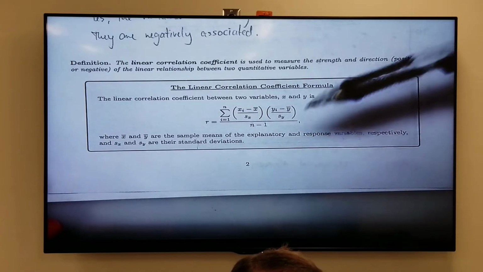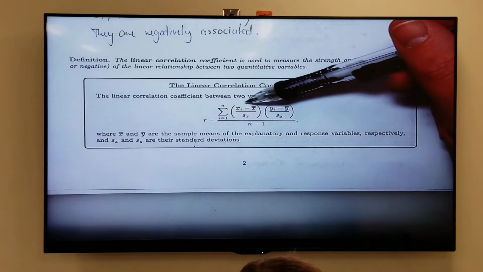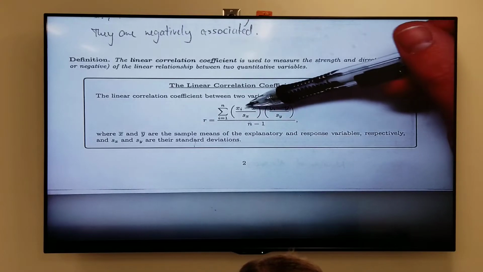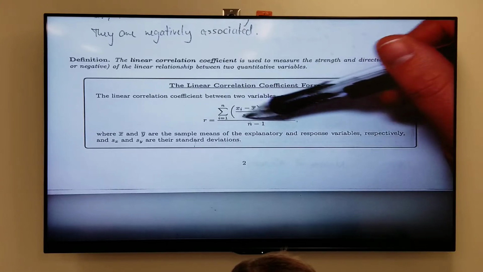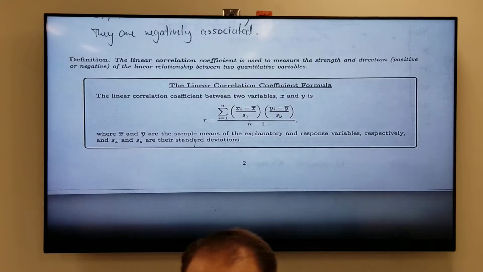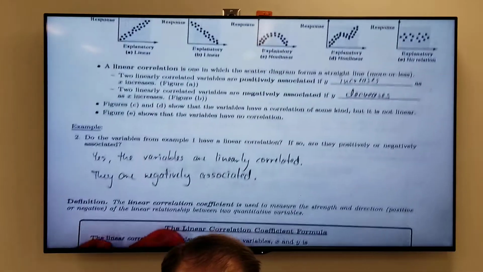But then once you have that, it gets even worse, because then you have to compute the z-score for every x observation, the z-score for every y observation, and you have to multiply those together, add them up, and then once you've got that sum, you divide by your sample size minus 1. It just takes a long time, so we're not going to do it by hand. We'll let StatCrunch do this for us.